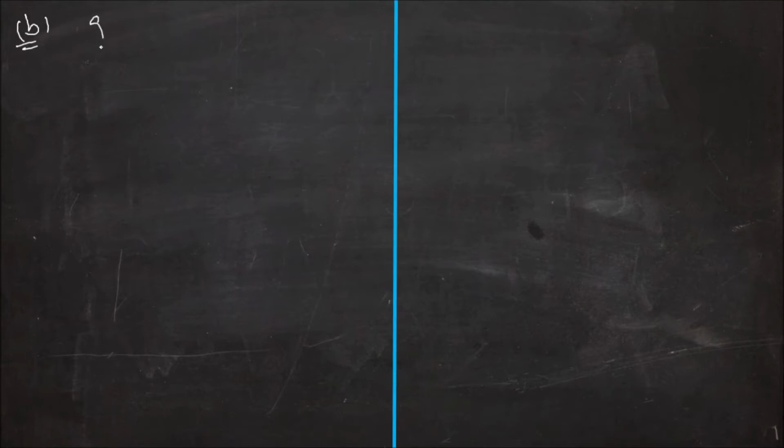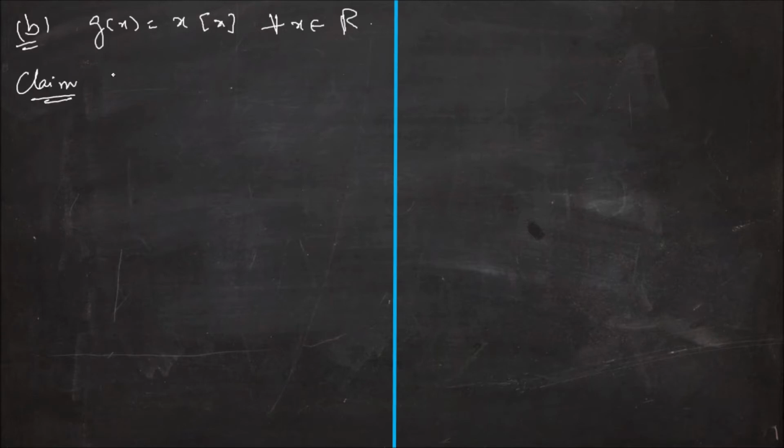So for part B, g(x) is equal to [x], the greatest integer function of x, for all x belonging to R. So this is what we are given. So again, in this case, we claim that g is continuous on R minus Z union {0}.